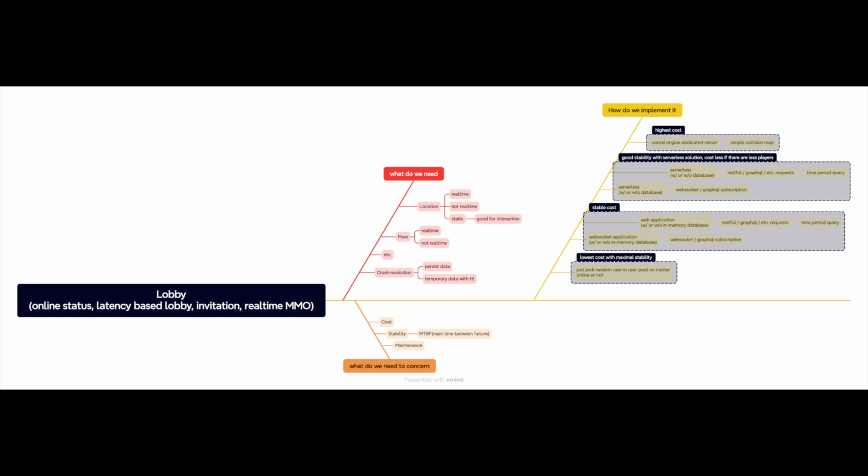Today we'll be talking about the lobby system, including the online status system, which will display whether a friend is online or offline in the friend list; latency-based lobby placement, which will place players in a different region or location based on their latency; and the invitation system, so that a player can invite their friends to the lobby.